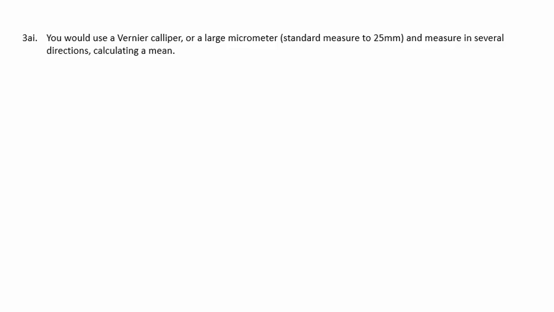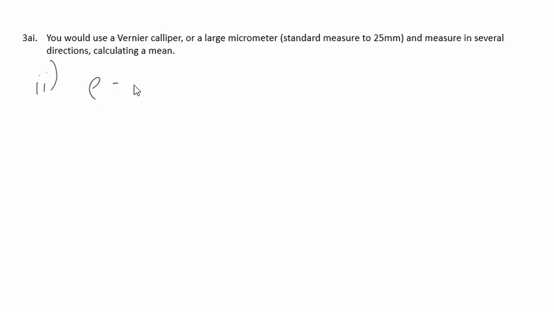In 3A part 1 we have a solid wooden sphere and we're to describe and explain how we can measure precisely the diameter. Well, we'd use a vernier caliper or a large micrometer, as standard micrometers measure to a maximum of 25 mm, and this is 28 mm, and we'd measure in several directions, then calculating a mean. In part 2 we're to show that the mass is 0.0075 kilograms.